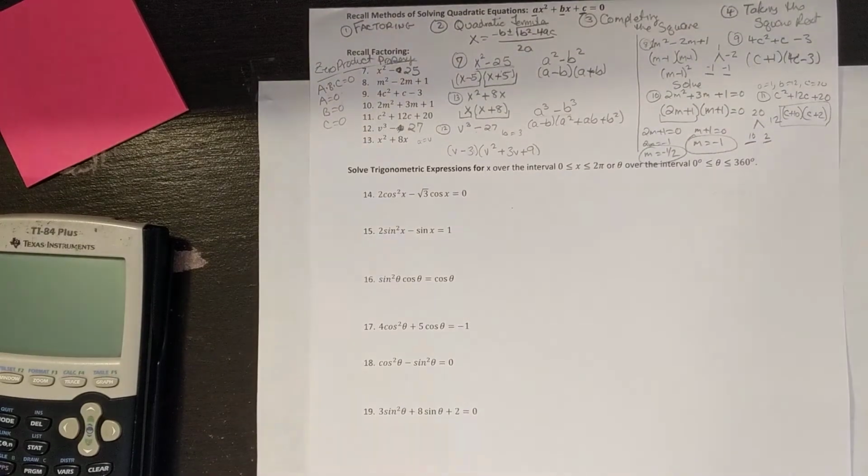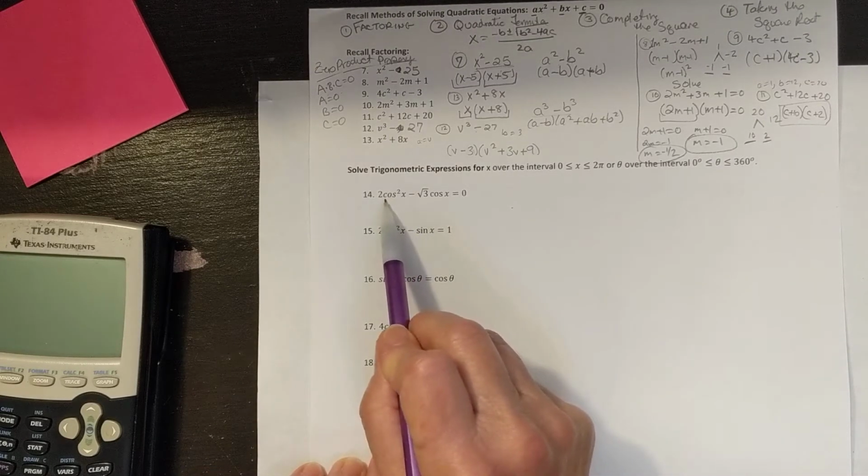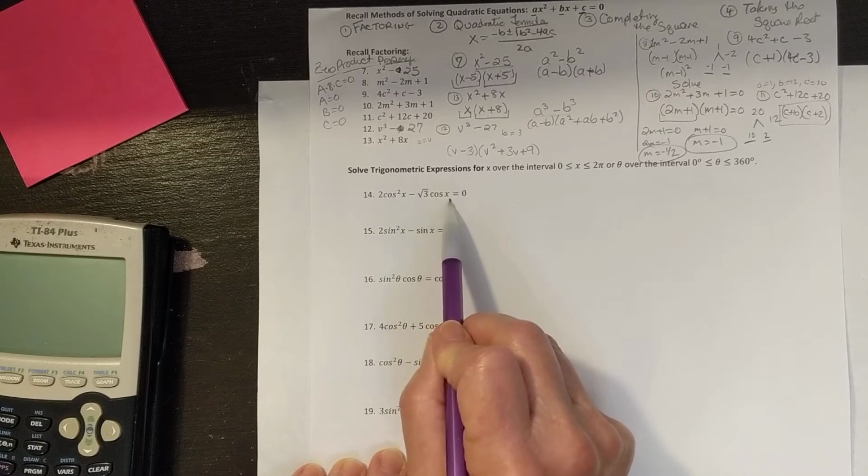6 problems. Here we go. These are solving trig equations that are quadratic in nature. So let's look at this. First thing we want to say is they have 2 cosine squared of x minus the cube root of cosine of x.